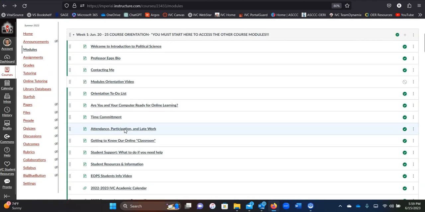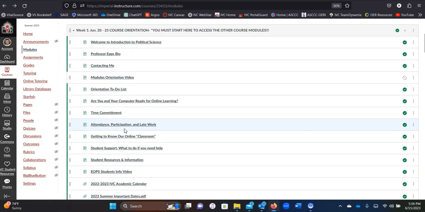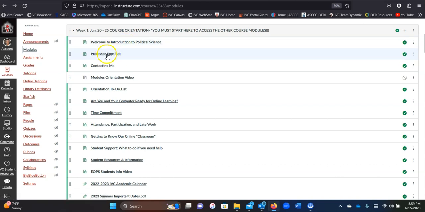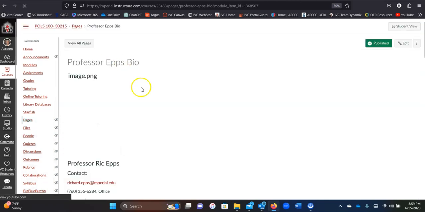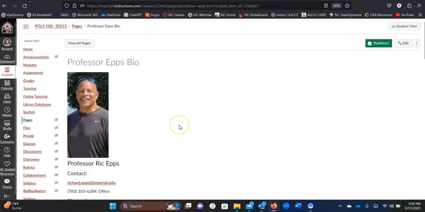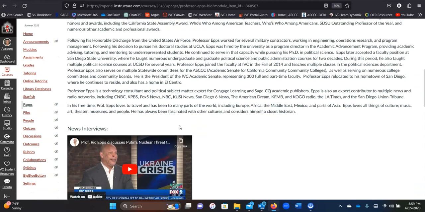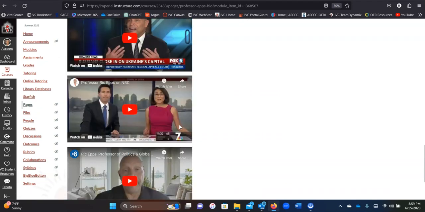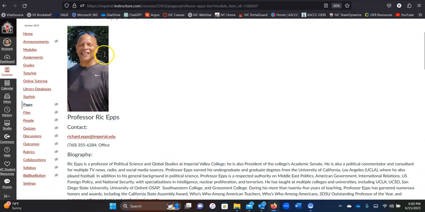Below there is really the core of the first week, which is the full orientation module. Inside of here, there's lots of information. Of course, the welcome video that you've already seen, followed by information about myself and my bio as professor. In here, you'll see my background if you want, and some of the stuff I do, local news in San Diego. So you can see some of the things that I've done with and still continue to do with news networks.